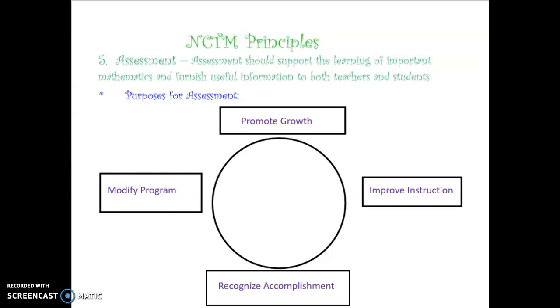Okay, so I want you to look at these four things and then think about which of these you have control over as a classroom teacher, which of these you do not have control over as a classroom teacher.